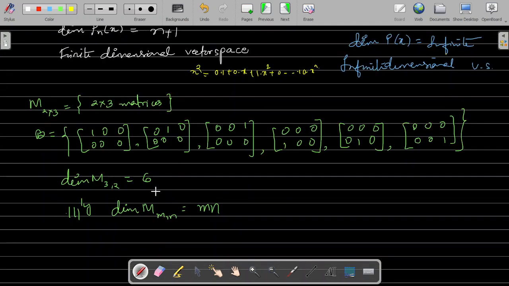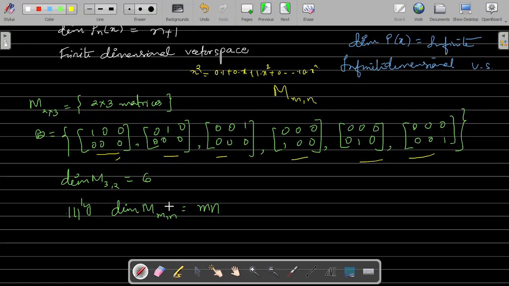One more example, M 2 by 3, the set of all 2 by 3 matrices. So for this vector space, you know that M m comma n is always a vector space over the given field. So B equal to all these elementary matrices will form a basis. This set forms a basis of M 2 by 3. E1, E2 like that. These are all elementary matrices. So dimension of M 2 by 3 is equal to 6. There are 6 elements in a basis.